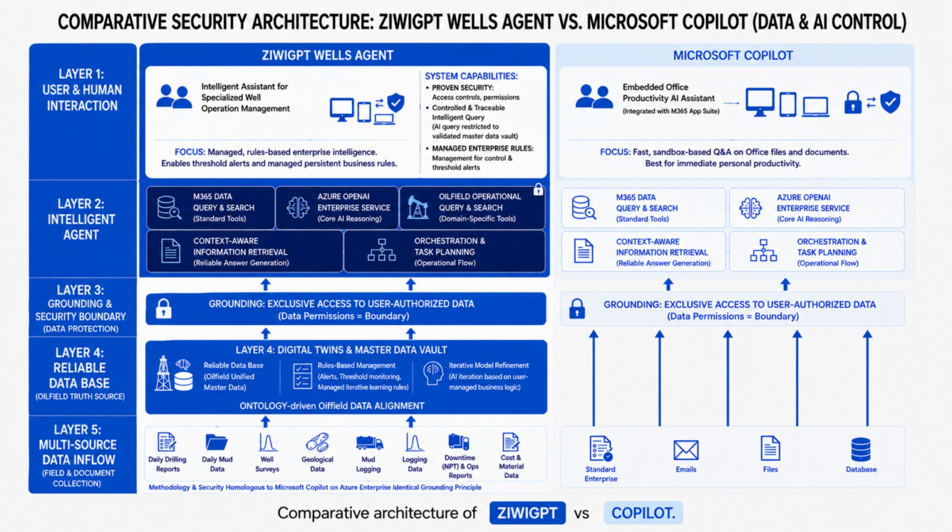But when you look at their architecture side by side, it's pretty fascinating. Even though they have completely different operational focuses, one being general and the other highly specialized for the oil field, ZIWIGPT shares an identical, homologous, enterprise-grade security structure with Microsoft Copilot. They both rely heavily on Azure OpenAI enterprise services, and they both utilize the exact same principle of grounding, based strictly on user-authorized data permissions.